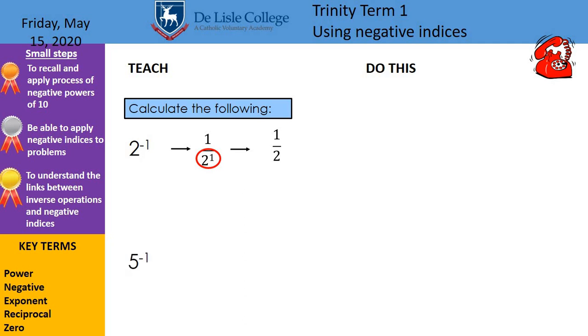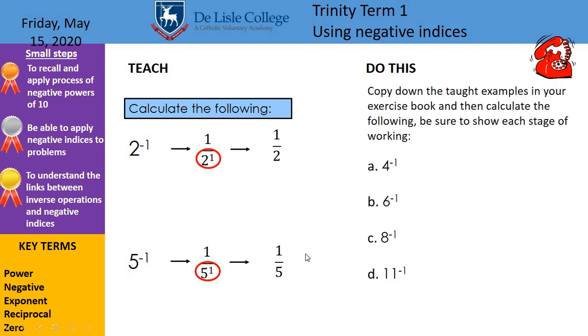And if we look at 5 to the power of negative 1, well, we know that we can write that as a fraction as 1 over 5 to the power of positive 1, and again, any number to the power of 1 is just itself, so your answer is actually 1/5. Okay, you might be asked to write the answer as decimals. That's really simple. If you're using a calculator, you'd have 0.5 and 0.2.